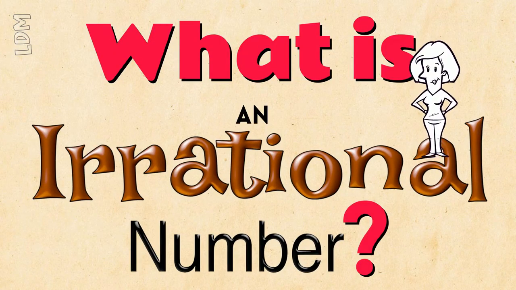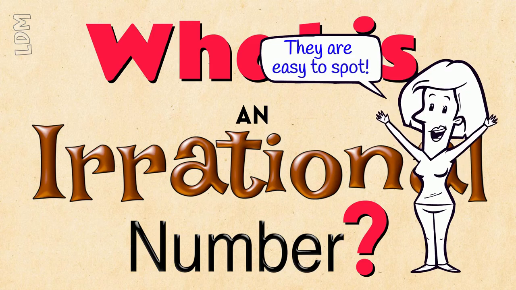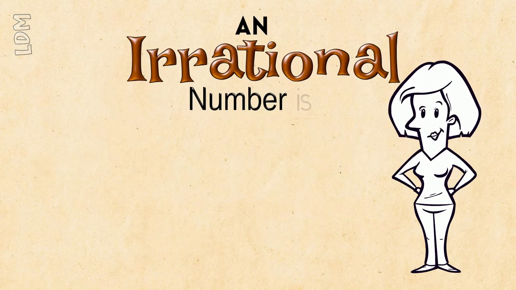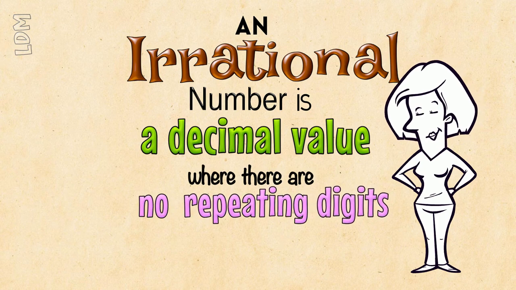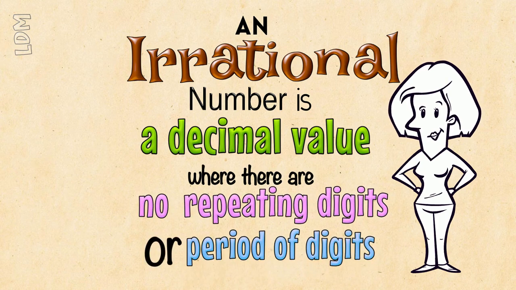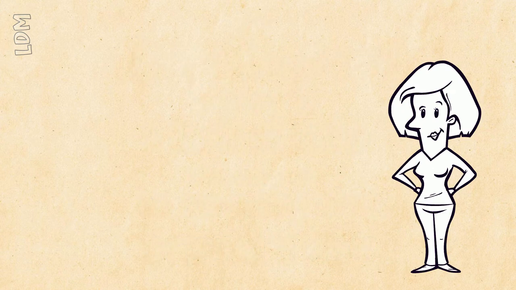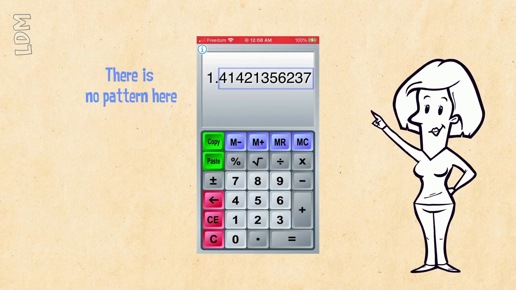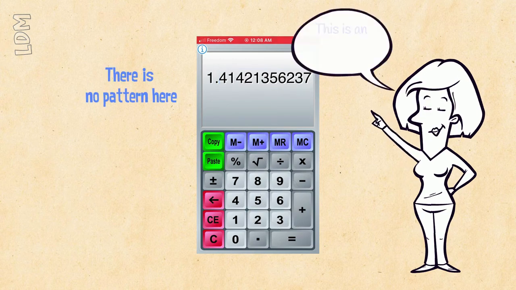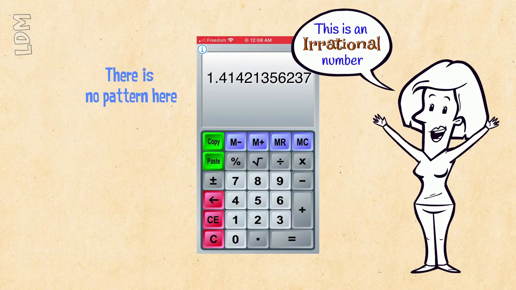First of all, I want you to know that they are, in fact, easy to spot. An irrational number is a decimal value where there are no repeating digits or period of digits. I'm going to show you one now on the calculator. We put in 2 and hit square root. And look at that decimal. There's no pattern here, so this is an irrational number.